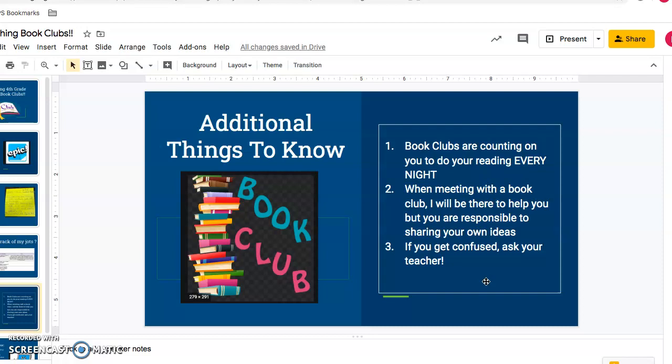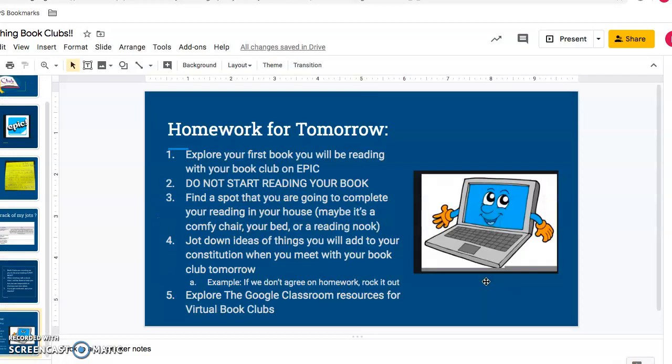When you meet with your book club, your teacher is going to be there to help you, but you're really responsible for sharing out your own ideas. That's why it's so important that you're filling out your jot lot and making sure you write jots. When you meet with your group, you're going to share those jots, and then you're also going to try to go off of each other's ideas to have a discussion. If you get confused though, don't worry. Your teacher is always going to be here to help you during your book club meetings.